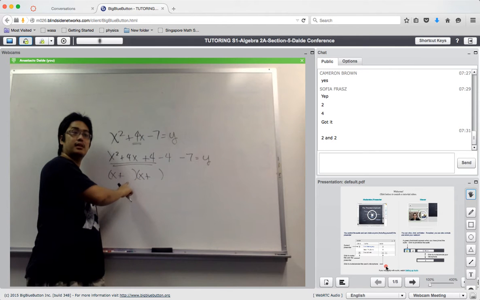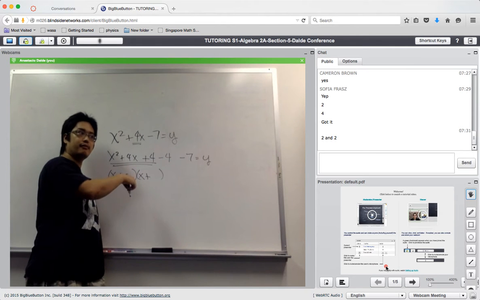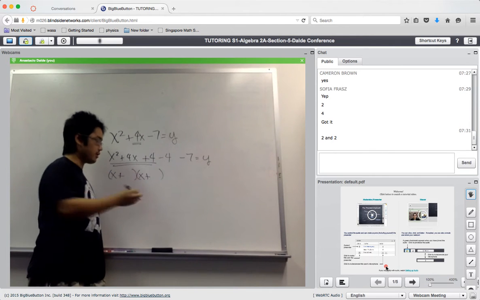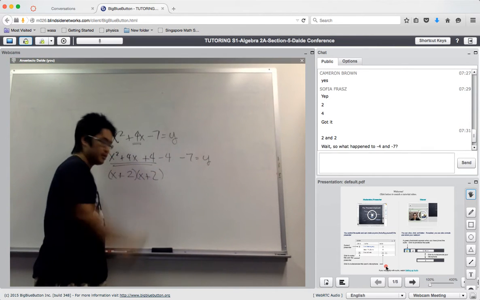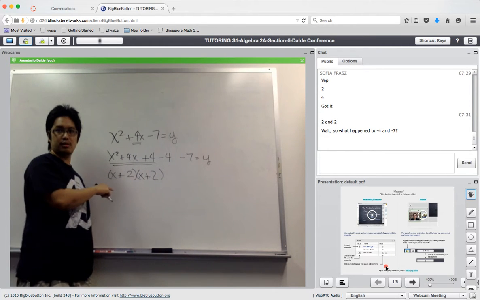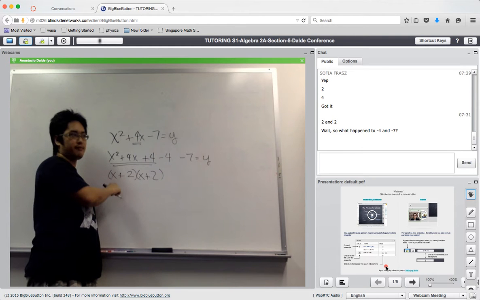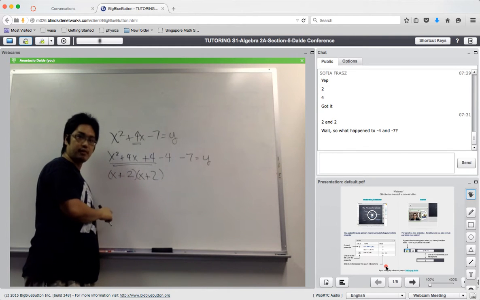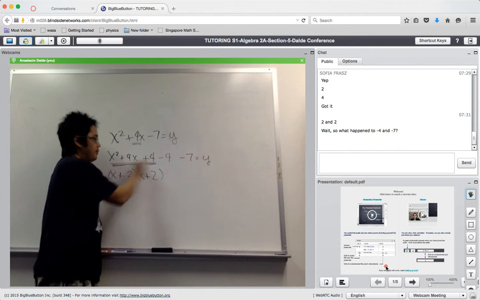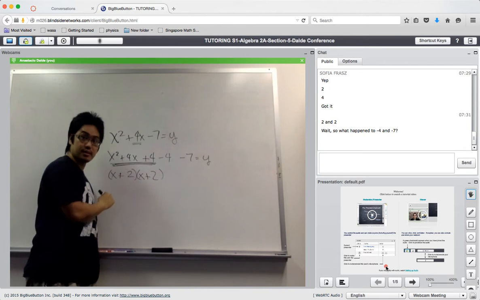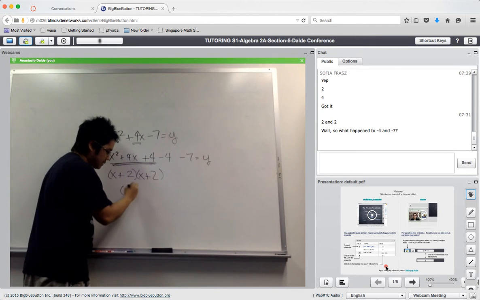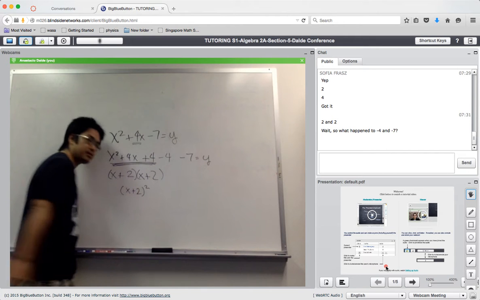But if we tried 4 and 1, can you add 4 and 1 to get the number 4? No. But 2 and 2 works. Okay, so that's the answer. In fact, this is a very special factorization. It's called a perfect square trinomial. The trinomial part is this part right here, because there's 1, 2, 3 parts. And it's a perfect square because really I can just write this as x plus 2 squared.